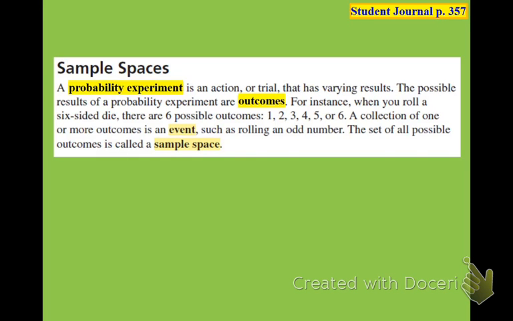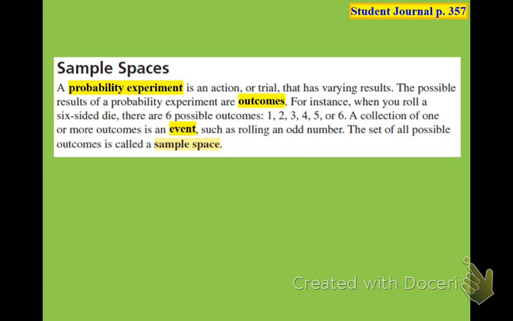A collection of one or more outcomes is called an event, such as rolling an odd number. You could say, what's the probability you roll an odd number? What would you say? On a 6-sided dice, what's the probability you roll an odd number? It's 1/2, because 1 is an odd number, 3 is an odd number, 5 is an odd number. So that's 3 out of how many numbers? 6. 3 out of 6 is 1/2, which is 50%. So that is called an event. It will tell you something specific to look for.